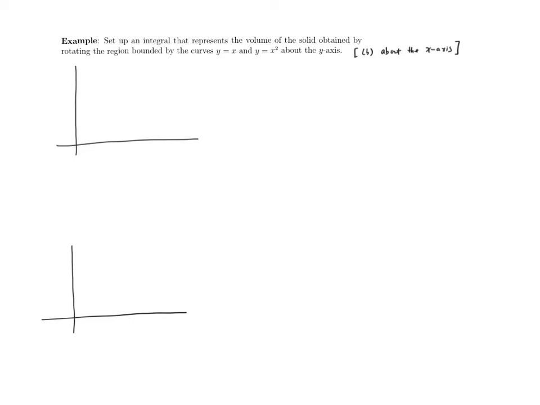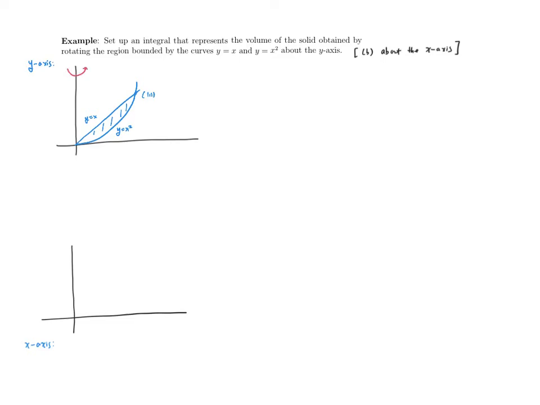So in the first part, we're going to think about rotating about the y-axis, and in the second part, we're going to think about rotating about the x-axis. In either case, we're going to have the same region, enclosed by y equals x and y equals x squared. And note, these two curves intersect at the point (1, 1). And we're forming a solid by taking this region and rotating it about the y-axis.